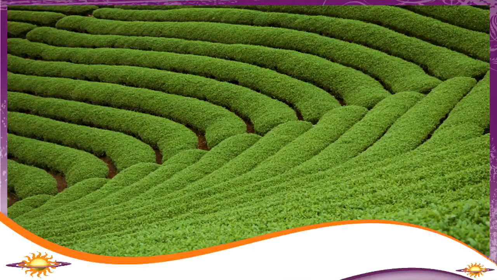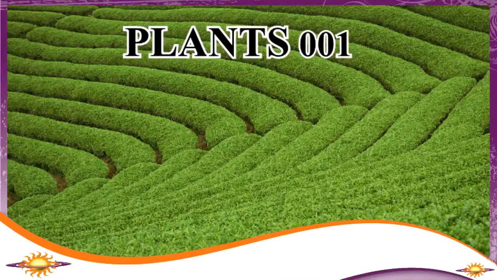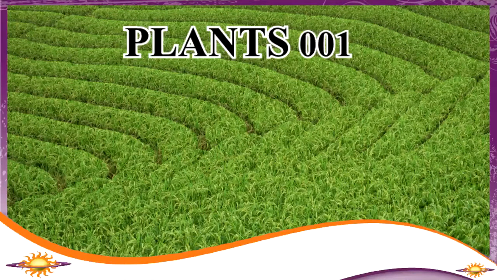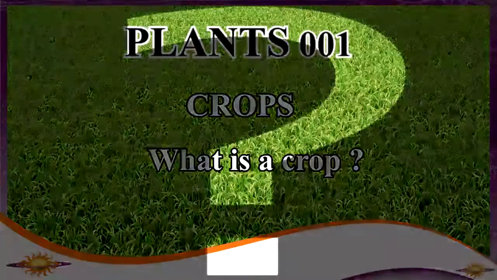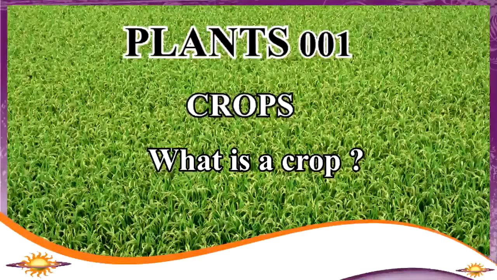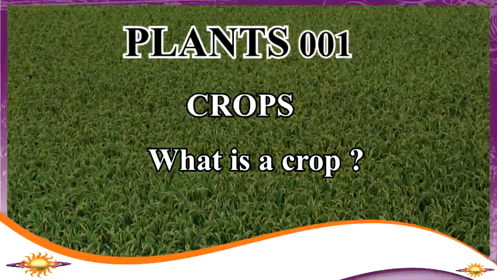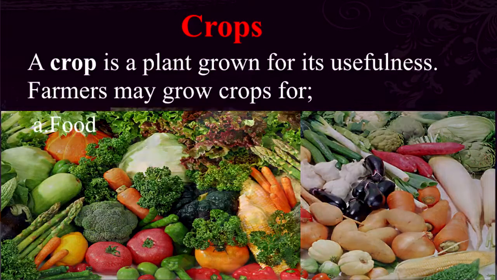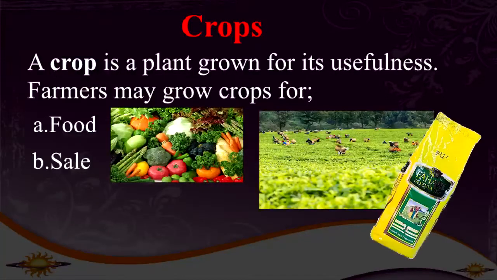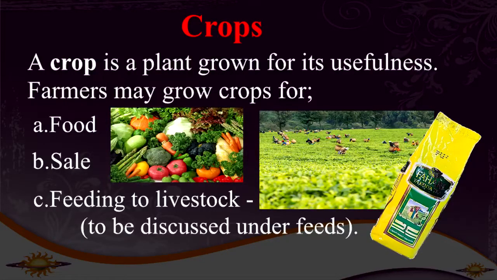Welcome to our lesson today, and we're going to look at plants under the subcategory crops. What is a crop? A crop is a plant grown for its usefulness. And so farmers may grow crops for various reasons: food, sale, and feeding to the livestock, which we are going to discuss under the topic feeds.